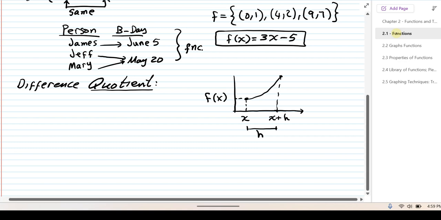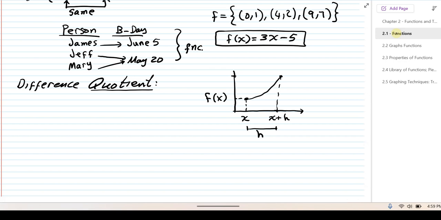Now, in this drawing I have, let's say, at x the value of the function is f at x, and at x plus h the value of the function is f at x plus h. Now, if I look at the change in y over the change in x, the change in x, of course, is h units. If I simply look at the ratio of those two, then I have a quotient.